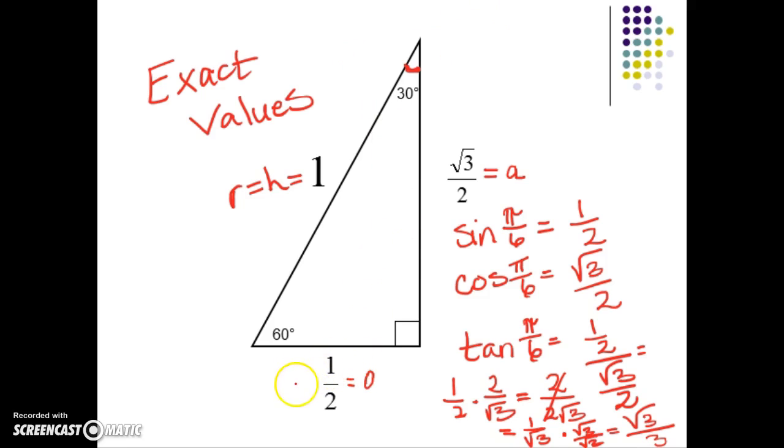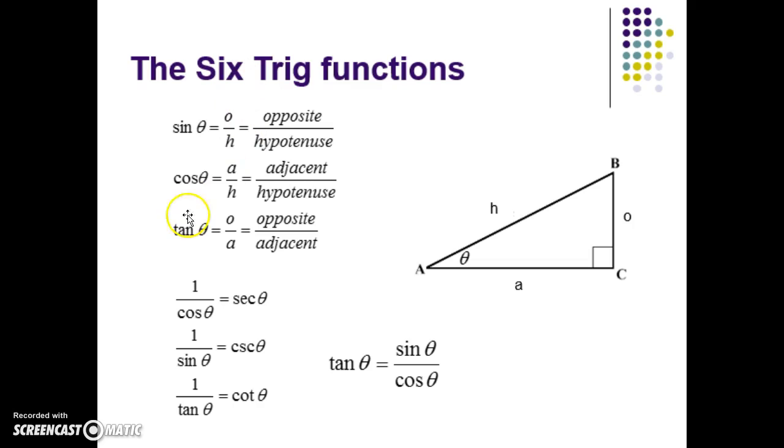So remember, if the short leg is 1/2, the long leg is the square root of 3 times that, and the hypotenuse is twice the length of the short leg. So we're using those 30-60-90 relationships to come up with these exact values for our side measures of our triangles. So let's go back, and we've talked about this.